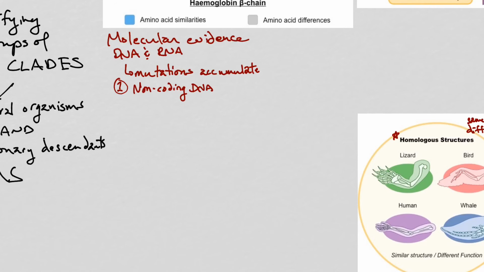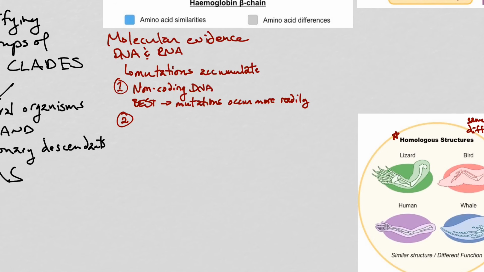In fact, it's a very small portion of the DNA that is used to make proteins. Okay, so the non-coding DNA is the best. This is the best to use to determine sequences because mutations occur more readily here. And what I mean by that, I'll make clear in the next step.